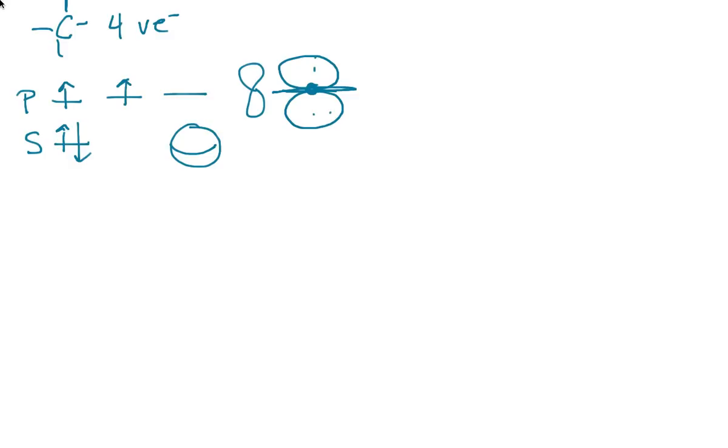So p orbitals have directionality. If you have 3 p orbitals, there's 1 in the x direction, 1 in the y direction, and a 3rd orbital in the z direction, right? So if you had 3 p orbitals, it would look like that.